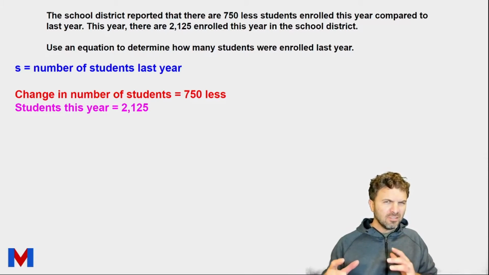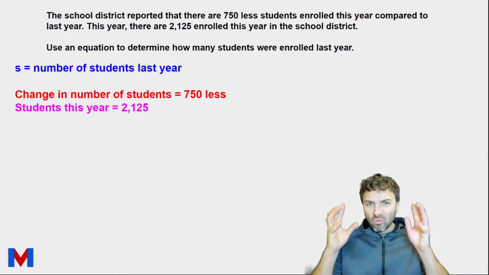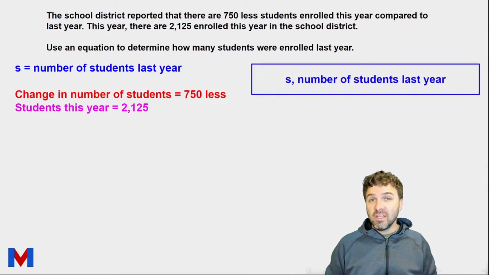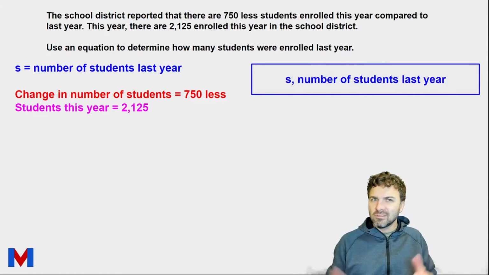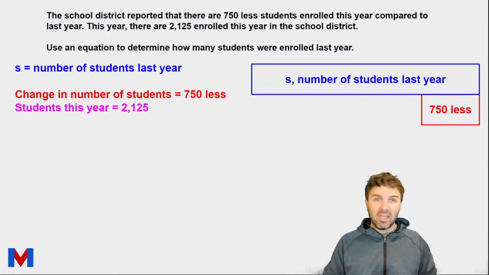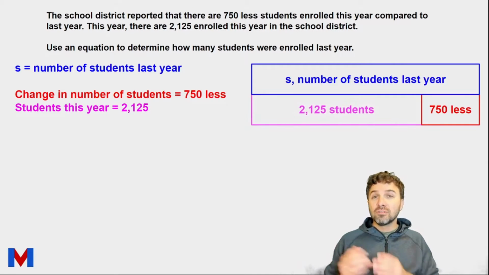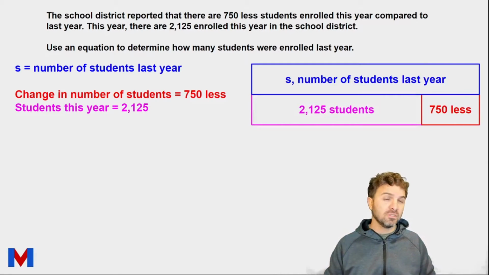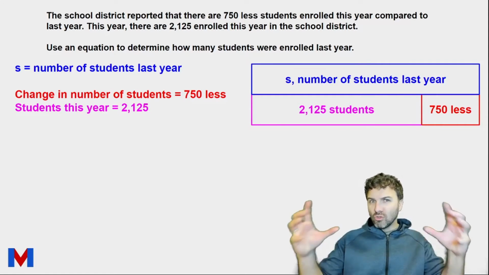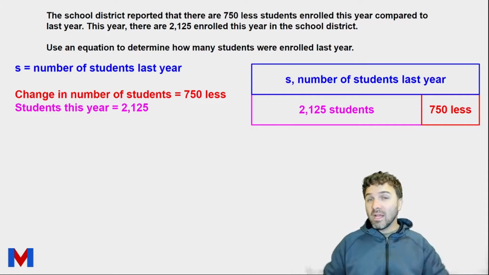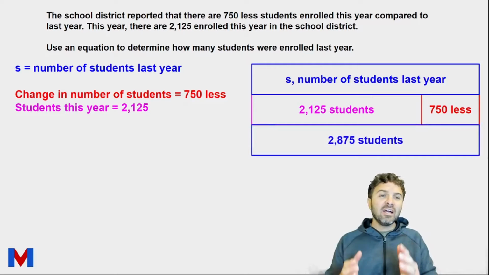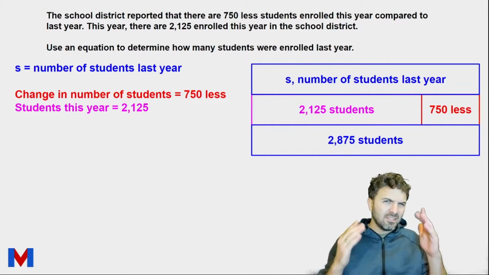Okay, let's model this out first to get a visual of what's going on here. We have the number of students in the district last year. We don't know what that is, but we do know that it's 750 less. And we also know that this year there are 2,125 students. So if we take those two values that we know, because those two values will create the amount of students from last year, we can add those together and we get 2,875 students. Kind of nice to see that visual.